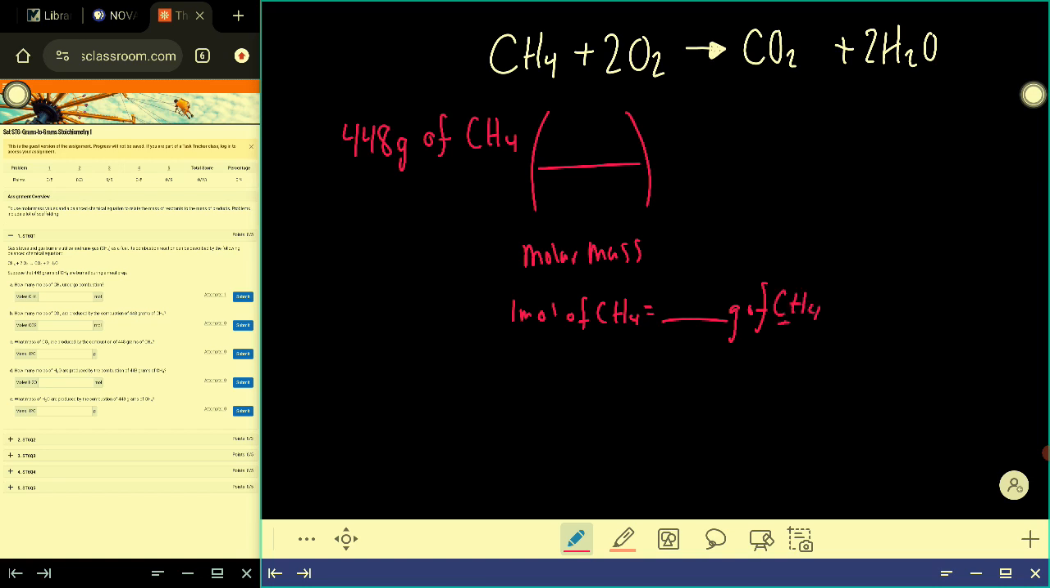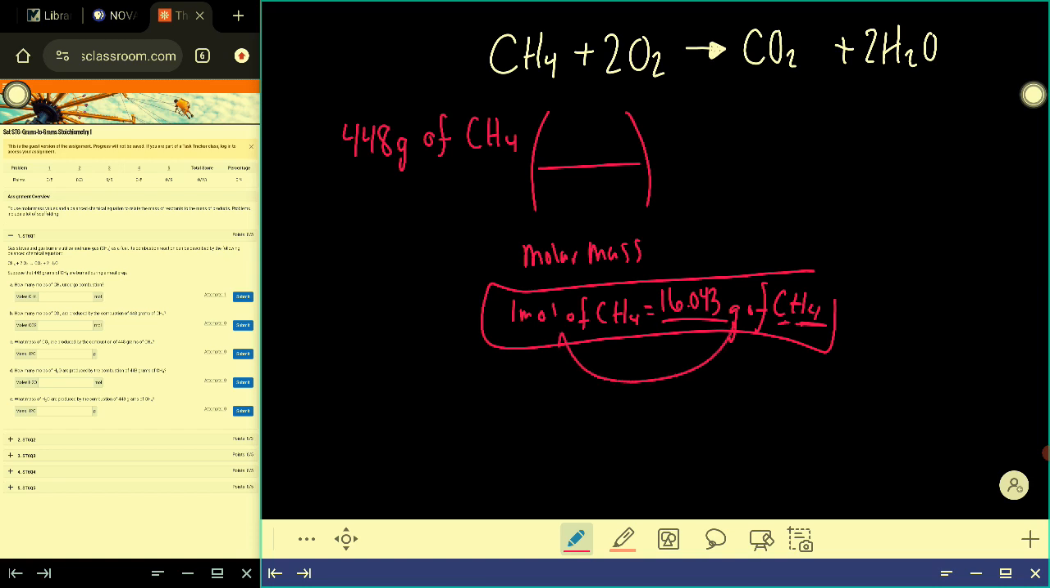You're going to look at carbon on your periodic table and see that it is 12.011. And then you're going to find hydrogen on your periodic table and see that it's 1.008, but there's 4 of them. You're going to end up with a mass of 16.043 grams. Remember, this is that equality statement that I'm going to use called my molar mass, and I know it's what's going to get me from mass to moles of methane. Because I start with grams of methane, I know I need grams of methane on bottom.